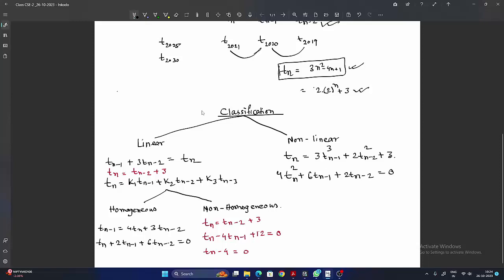In the syllabus, you have only the linear homogeneous type of solution. So now the heading is: the solution of linear homogeneous recurrence relation with constant coefficient. That is very important, with constant coefficient. So actually these have a very close attachment with differential equations.